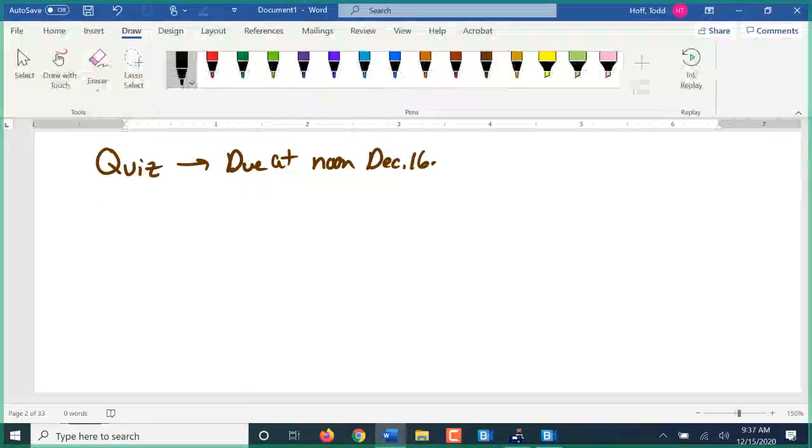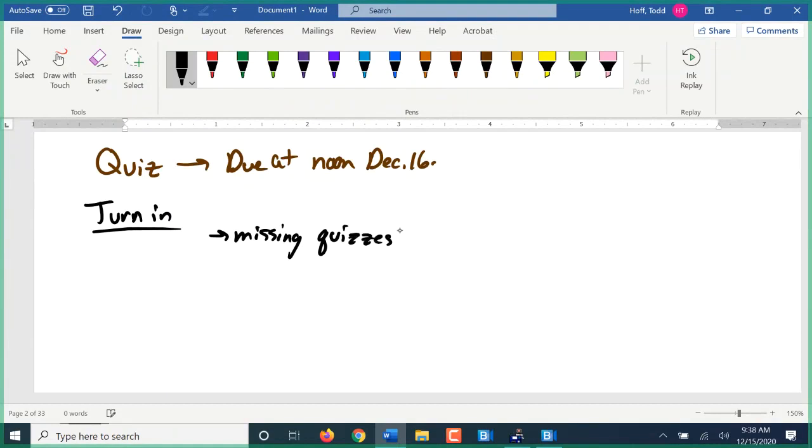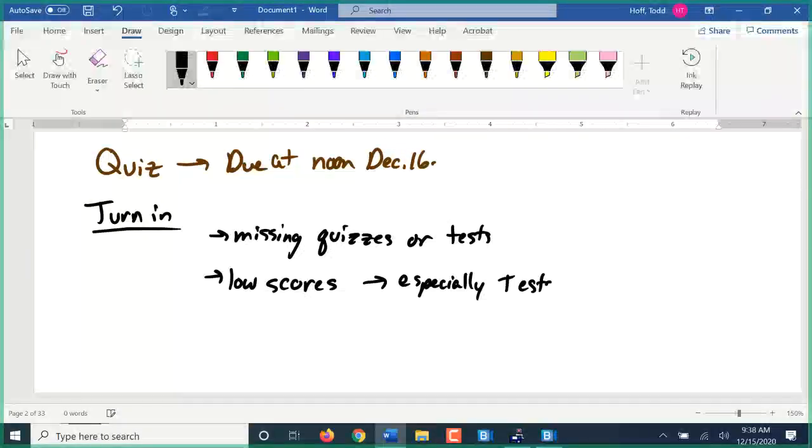So turn in, if you can, any missing quizzes or tests. And then if you have any low scores, you can redo those and turn them in and get back up to half your points, especially tests. The reason I say especially tests is just because there's more points there to get back.